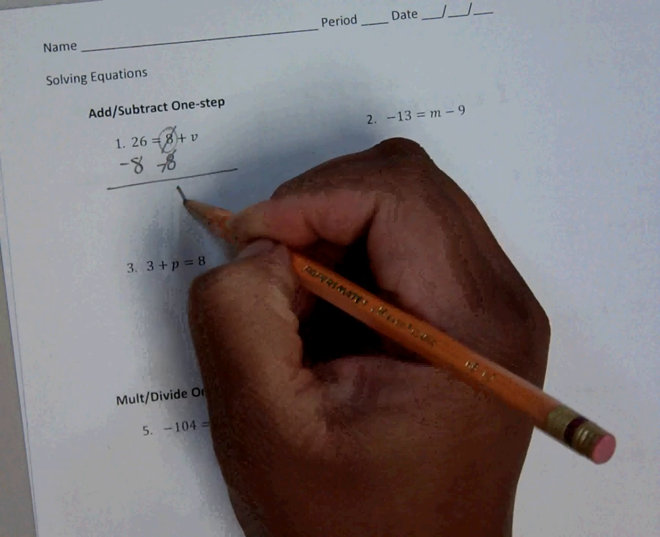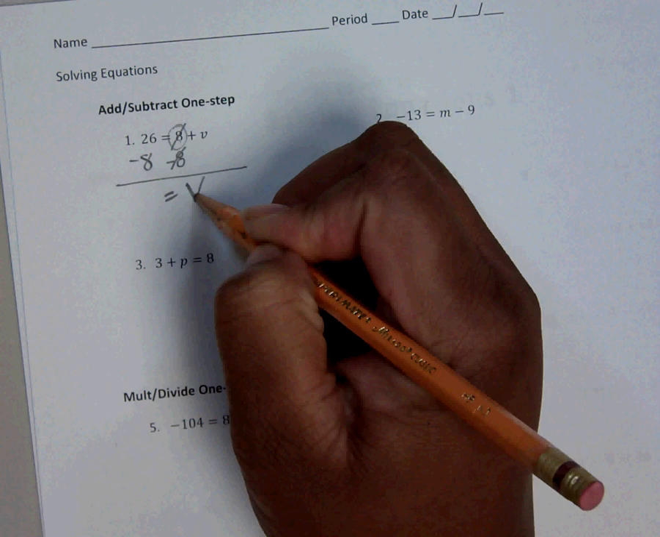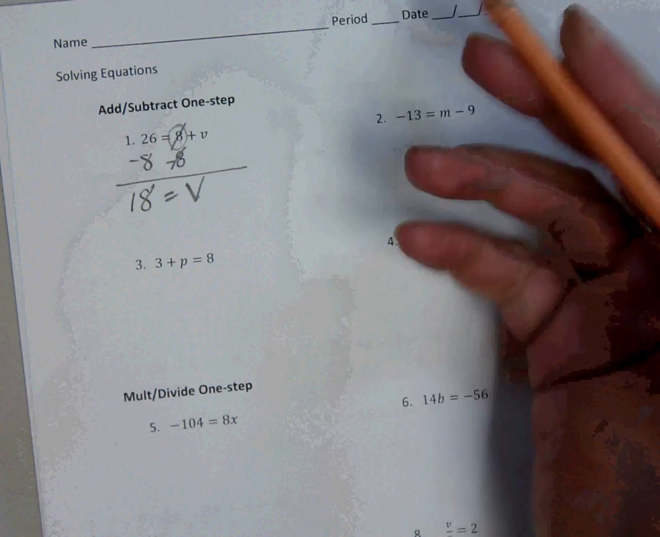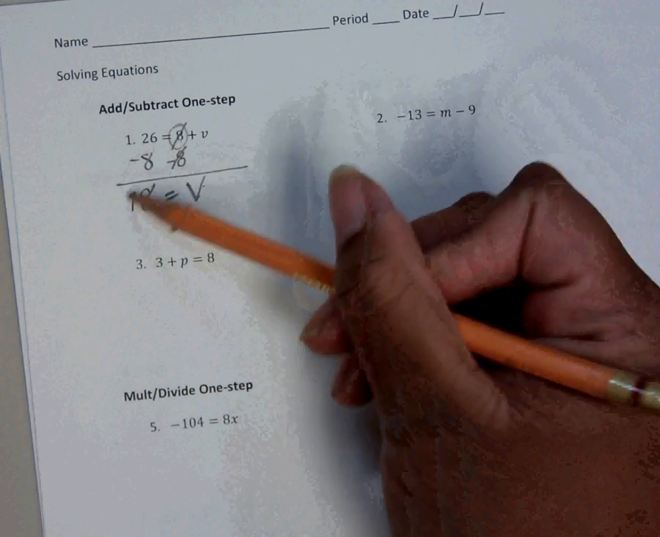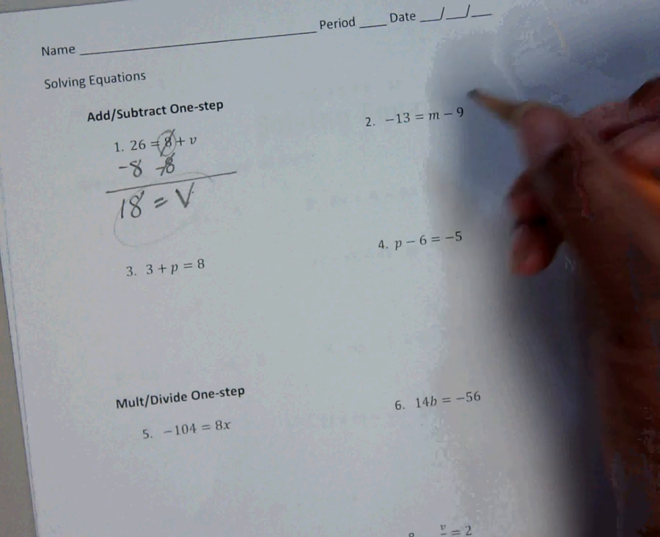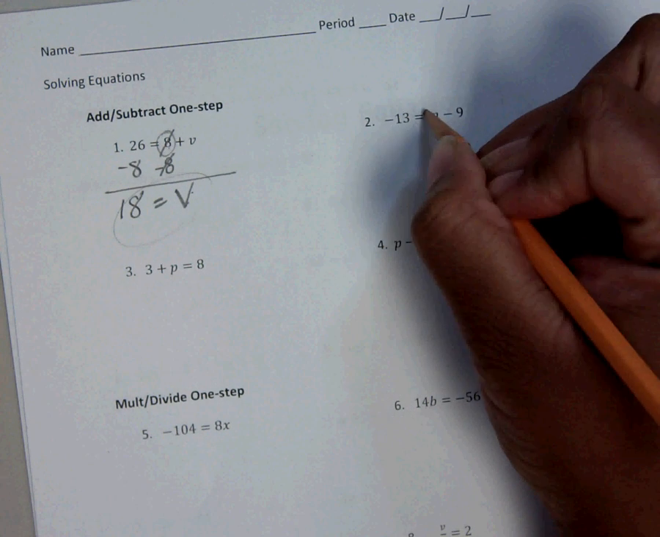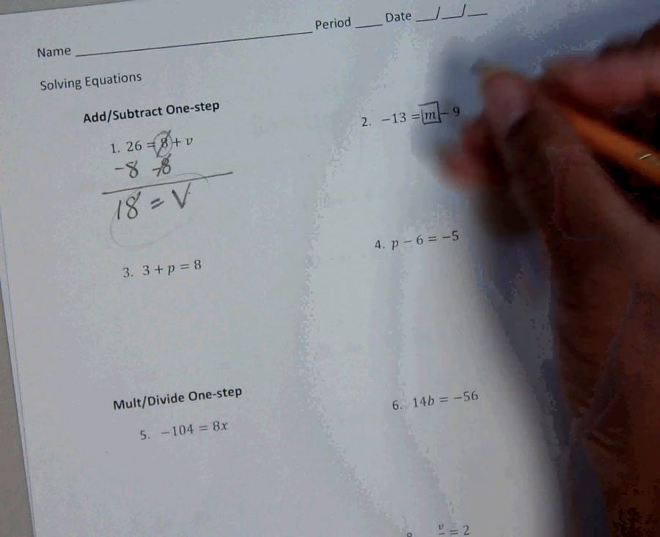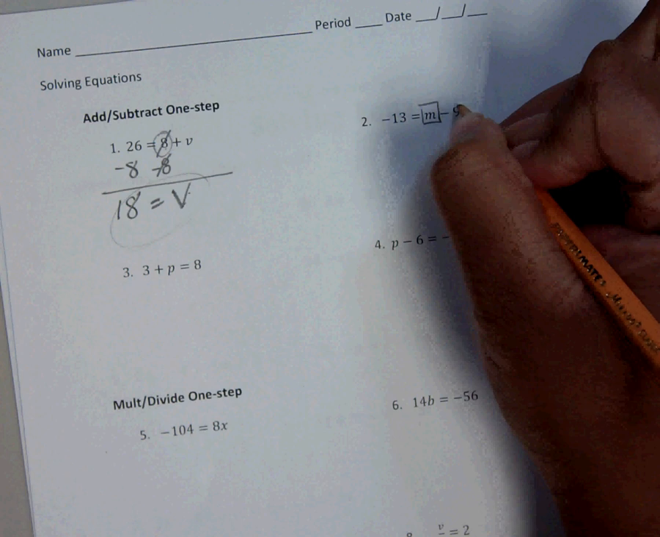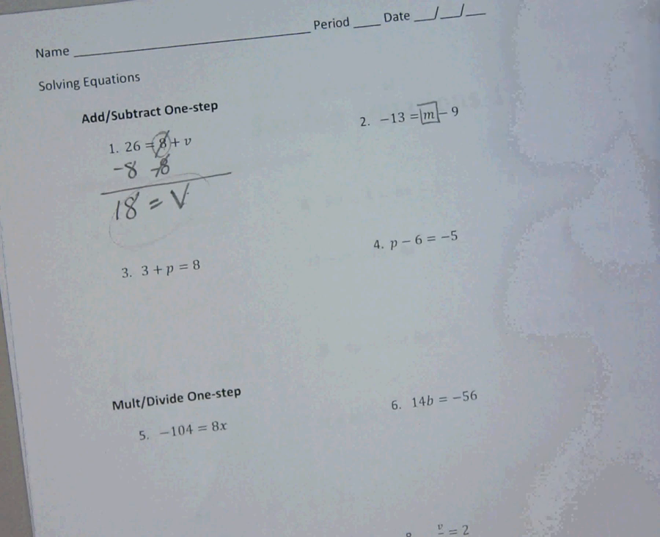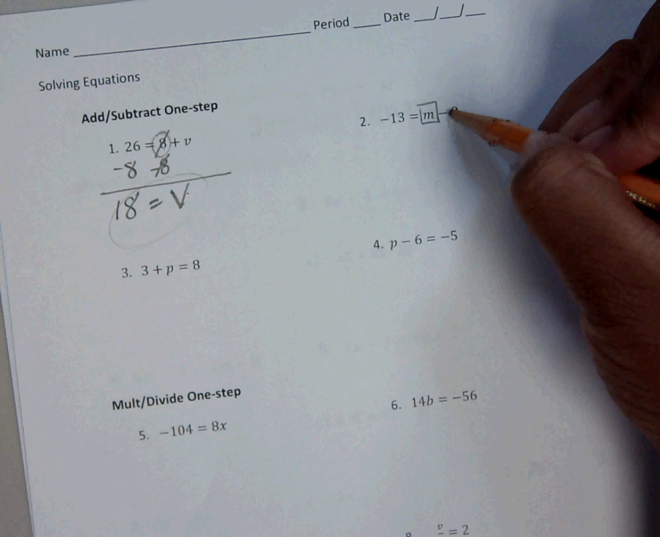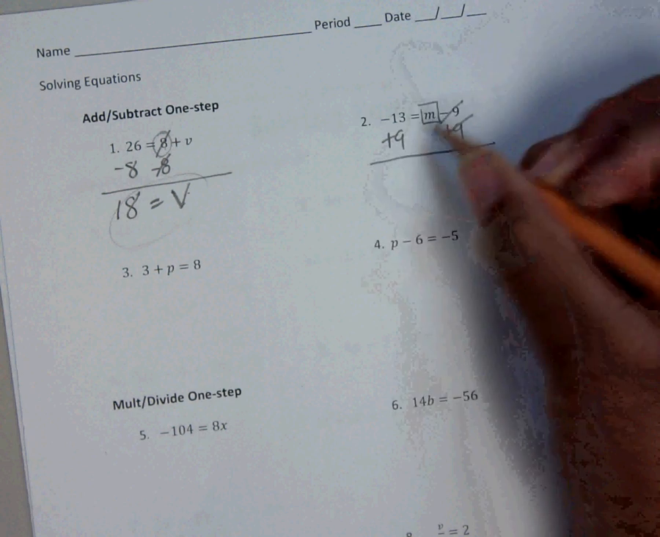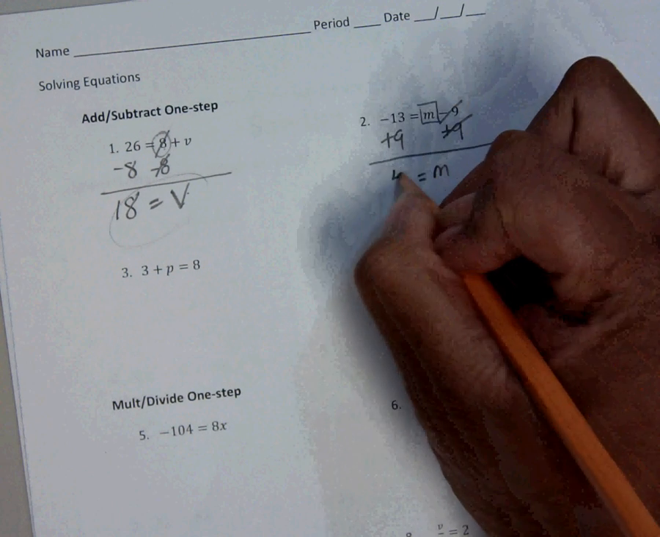So now I have isolated the variable v. It's by itself. So now I do 26 minus 8 and I get 18. The variable is isolated. I have solved the problem. And number 2, let's just practice. I want to get the letter isolated by itself. So to isolate the variable, I need to do the inverse operation of whatever's around it, and we want to make sure we always add or subtract first. So I have to do the opposite of negative 9, which means to add 9. So m equals 4.